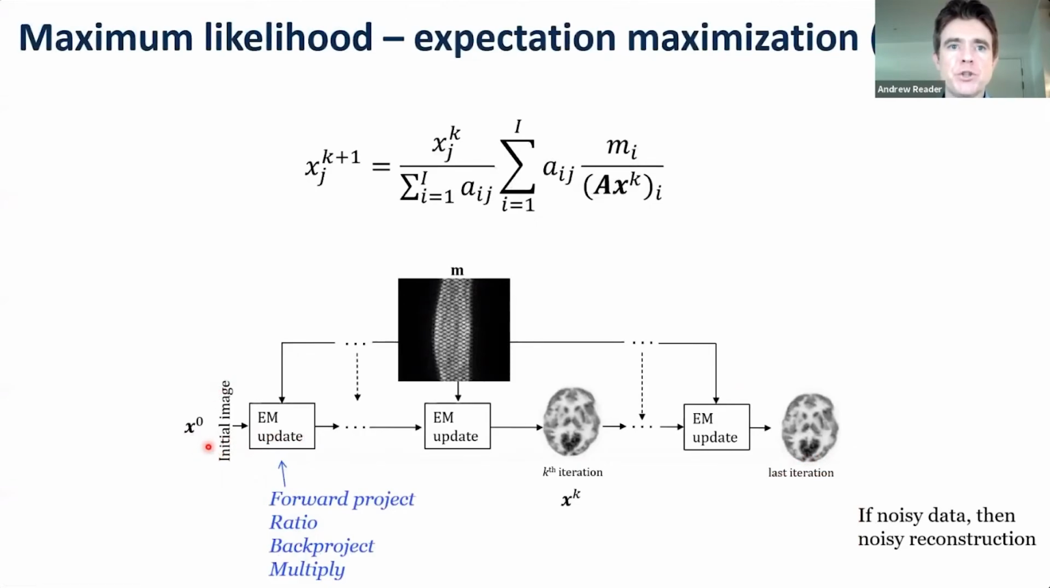You'd have an initial image, and then you do an EM update, and the EM update is just a forward projection, a ratio of the measured data to the forward projection, back projection, and then effectively a multiplication. You've got to normalize by the sensitivity image. And that's all you do to get a sequence of estimates. I've just unrolled them, kind of deep learning style here, as a series of EM updates.